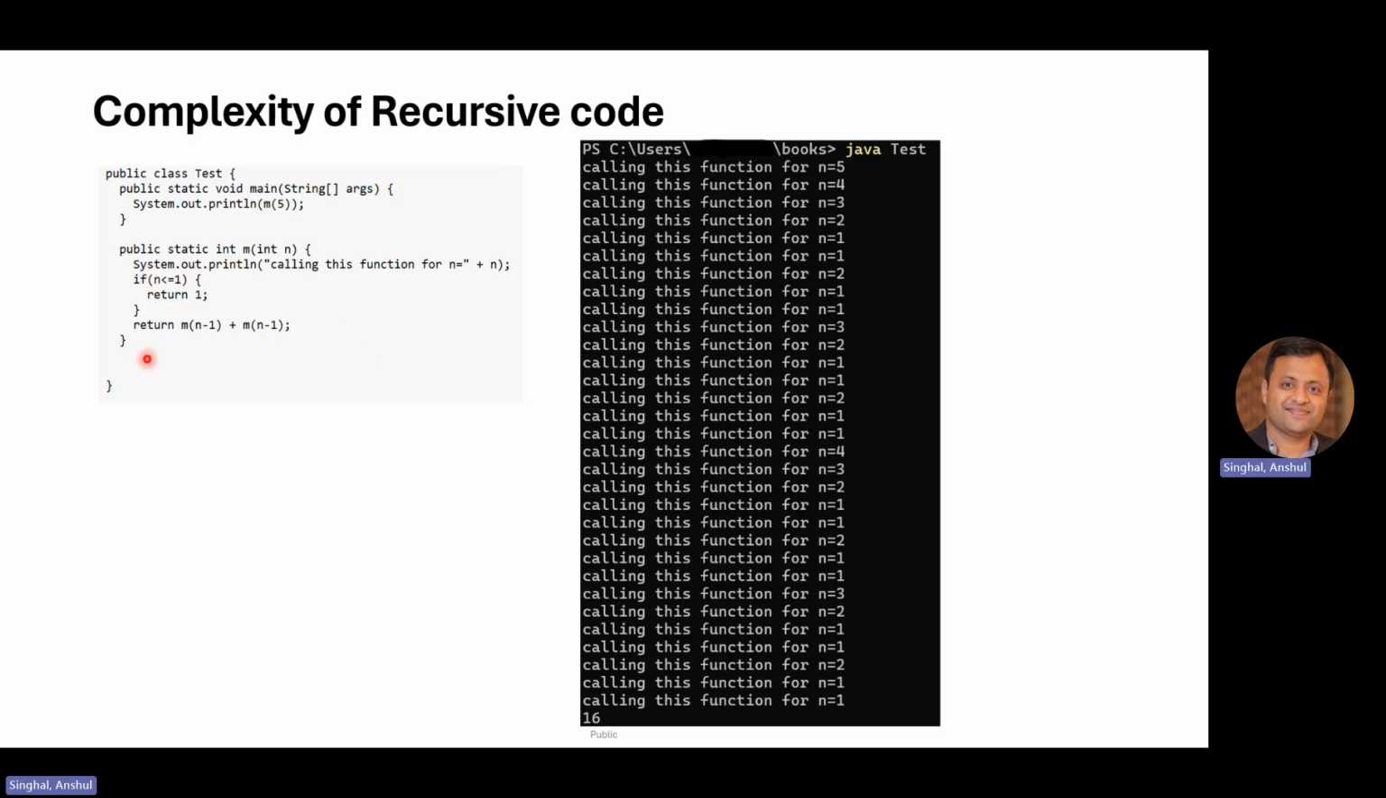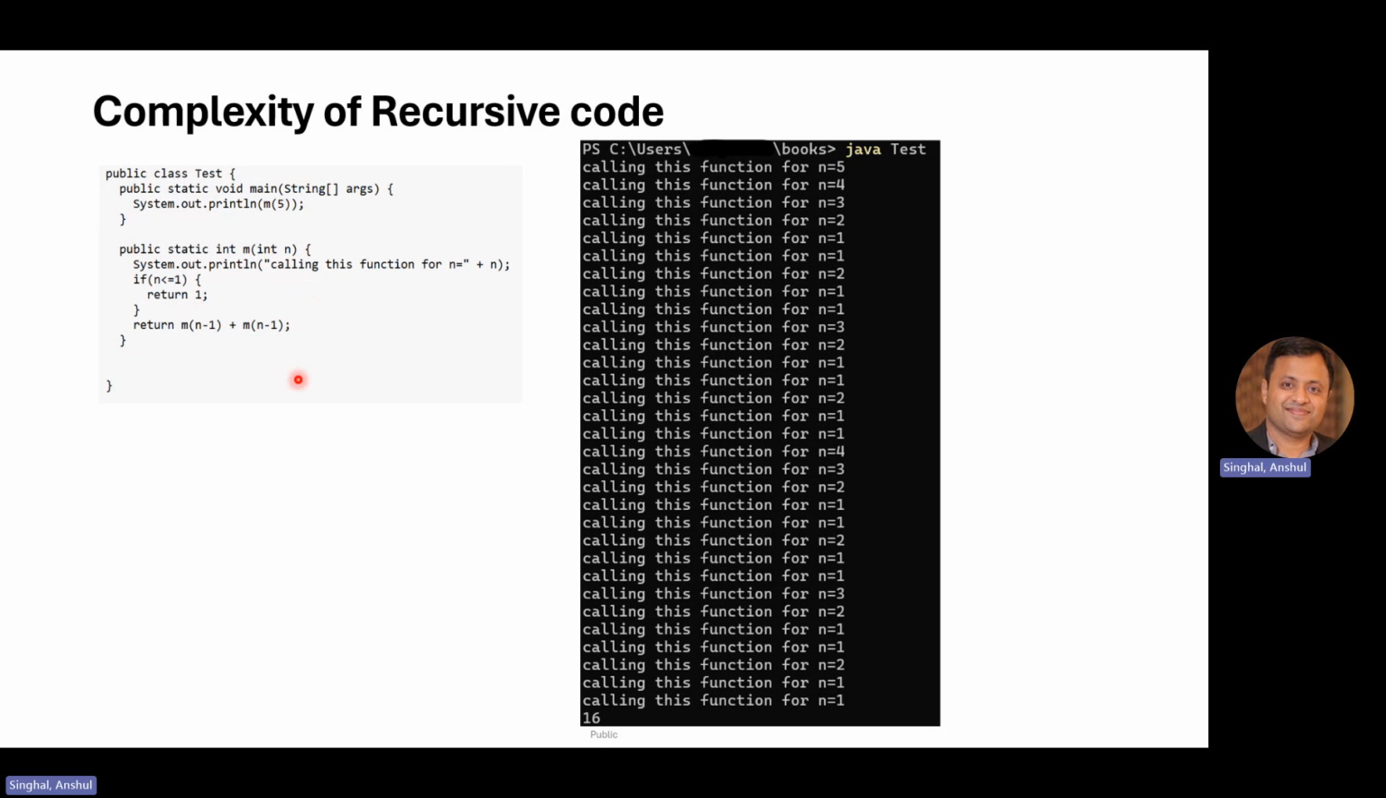So this is an example of a recursive call. The upper part is just fine. We have a test class with a main method. We know that in Java, when we run this Java program, it starts executing from main and calls this method m with input 5. So this method is going to run based on the input value of 5.